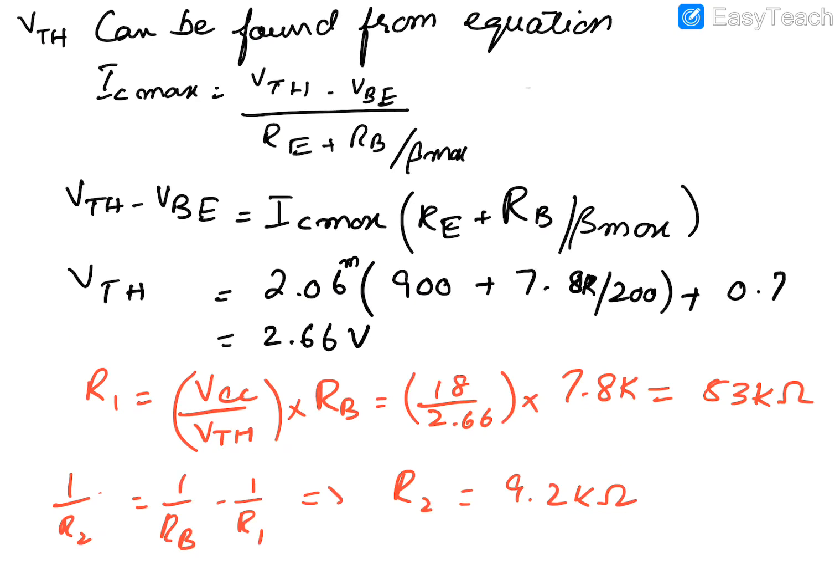And from the value of RB we can find the value of R1 and R2. But first we have to find the value of V Thevenin. From this expression you can also find the value of V Thevenin from the IC minimum expression. So from this the value of V Thevenin is 2.66 volt. So we will put the value of V Thevenin here.